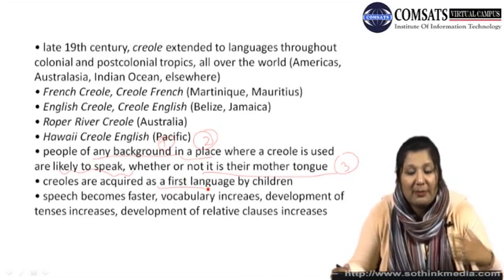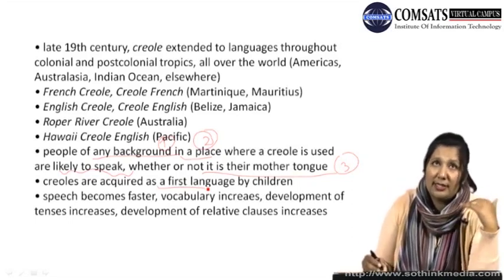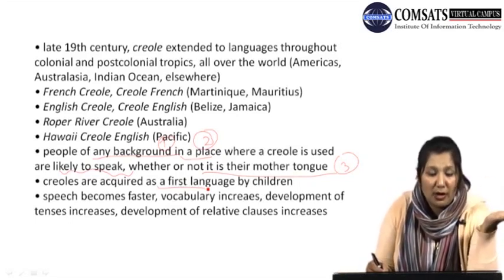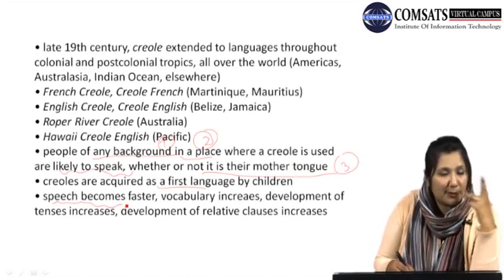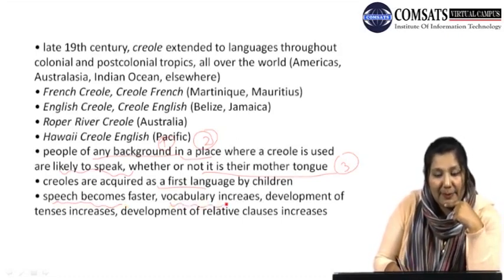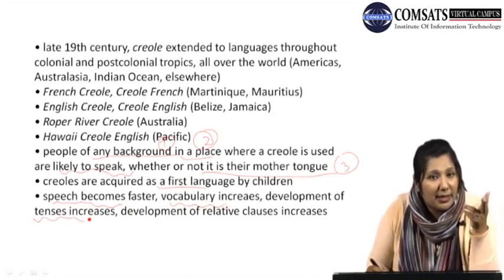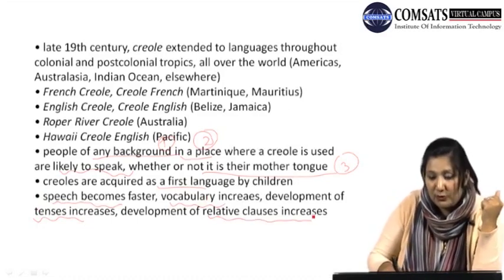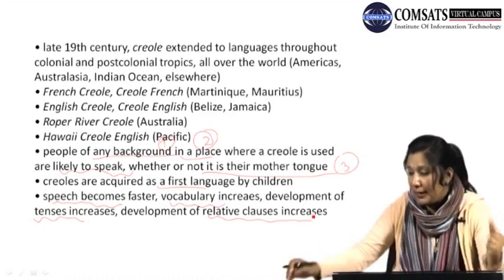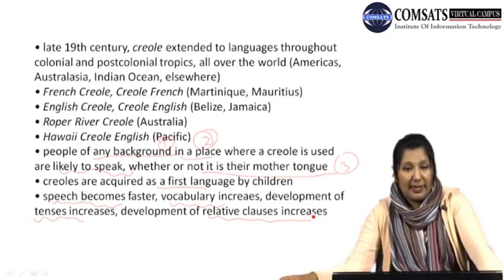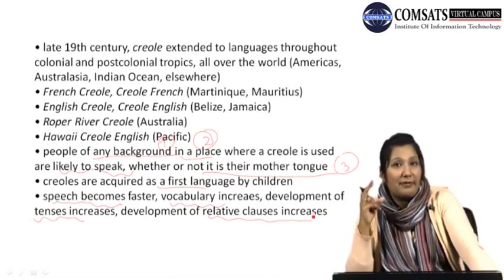Speech becomes faster, vocabulary increases, development of tense increases, development of relative clauses increases. Look, there is so much development going on. Speech, the spoken component. Vocabulary, the written component. The tenses, the syntactical component. Development of relative clauses, again the syntactical and grammatical component of a language. All these things are increasing in Creole, whereas in Pidgin there was a restricted vocabulary.